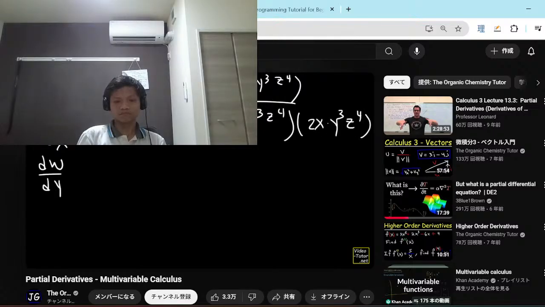Now, what about dw/dy? Do we need to use a product rule? It turns out we do. Here we have a constant, here is a variable because there's a y in it, and here this is another variable. So we got 2 variables multiplied to each other. So therefore, we need to use this form of the product rule.